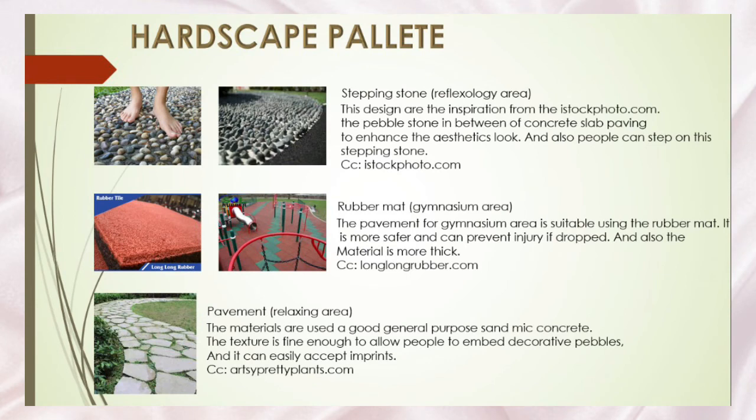For example, I want to use pavement in the outdoor gymnasium area, but the type of pavement I want to use is rubber mat, because the outdoor gymnasium is the area for people who want to exercise. Then, when we use the rubber mat, it will be safer and can prevent injury, and also the material of the rubber mat is thicker.